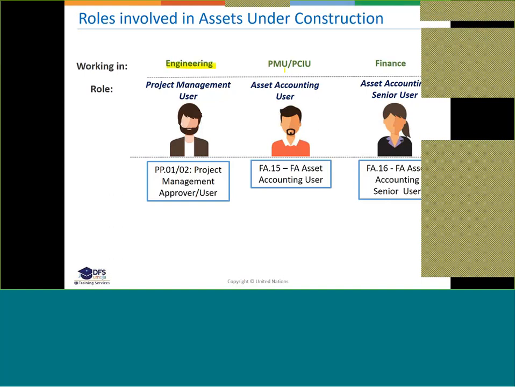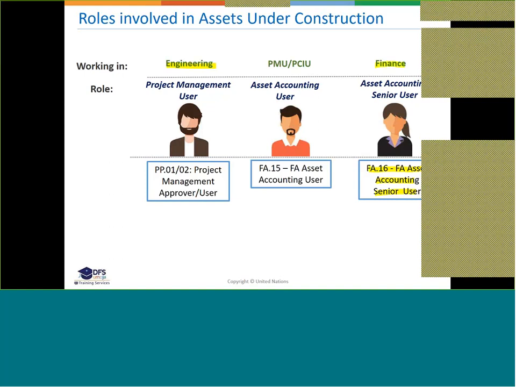Then we have PMU, PCIU that is assigned with the role FA15. The role of FA15 in the whole end-to-end process is very little. It's a manual creation of the final asset. So this will not be a main role in this end-to-end process. But what is also very important is FA16, which is Asset Accounting Senior User, and is assigned to Finance.